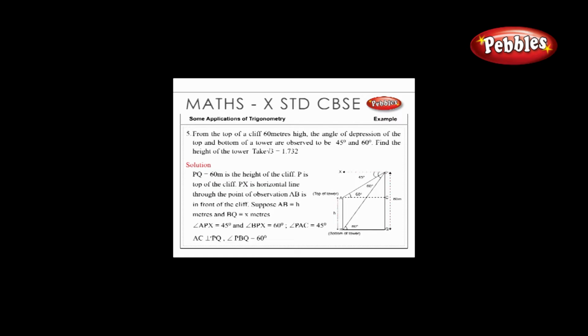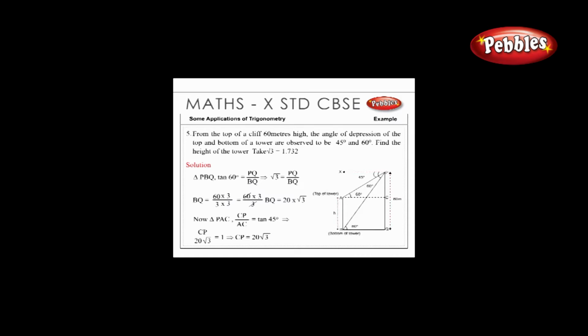PX is the horizontal line through the point of observation AB in front of the cliff. Let us take AB is equal to h meters and BQ is equal to x meters. From the figure, angle APX is equal to 45 degree and angle BPX is equal to 60 degree. Angle PAC is equal to 45 degree. AC is perpendicular to PQ. Angle PBQ is equal to 60 degree.